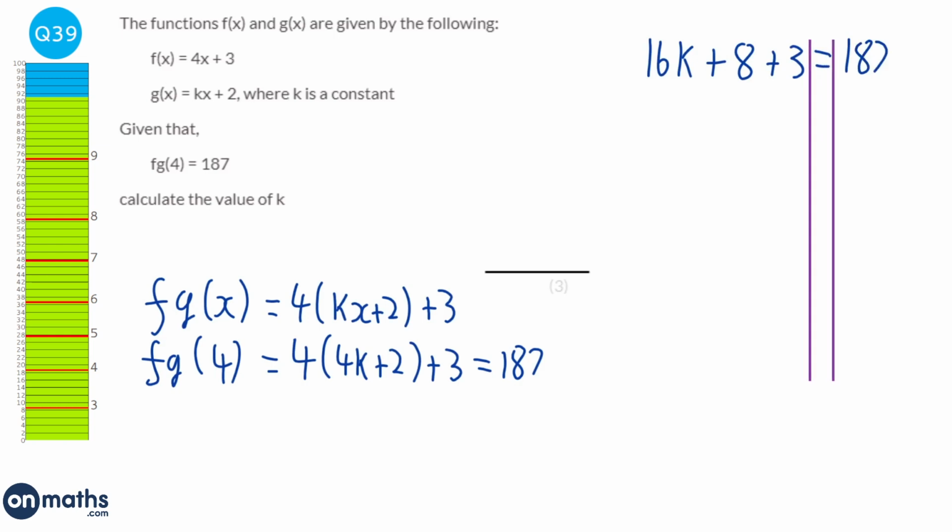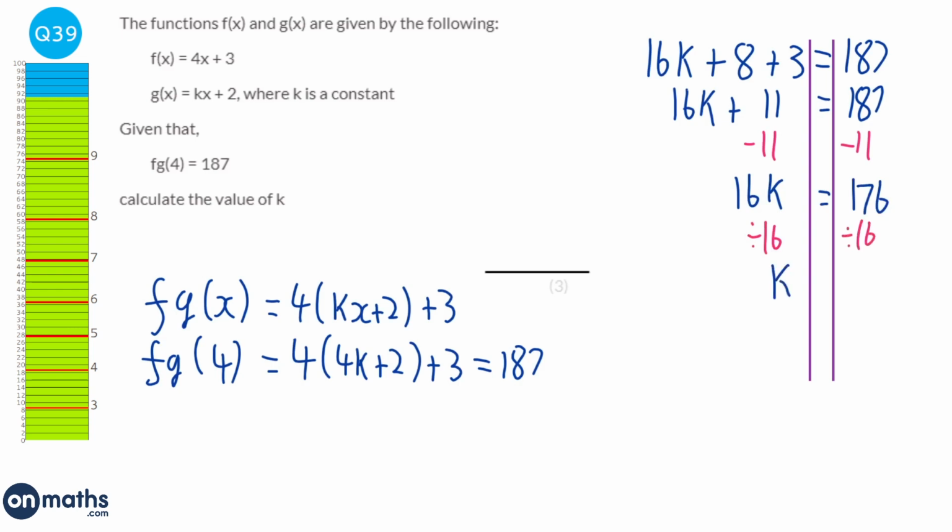Okay, so first thing we're going to do is, we can add the 8 and the 3 while we're here. So 16k plus 11 equals 187. So we're going to take away that 11 from both sides. So we've got 16k equals 176, and then we can divide by 16 both sides.